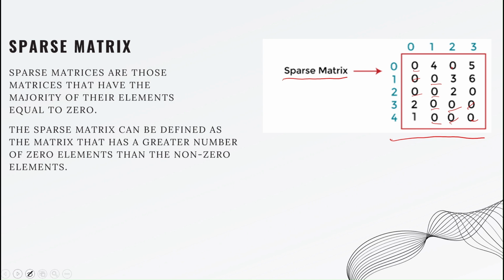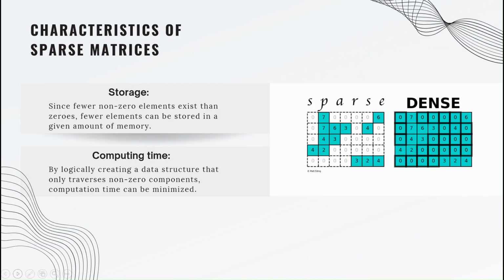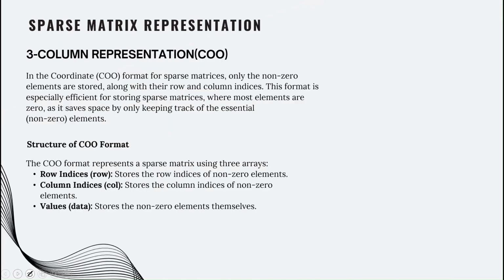Now let us get to know the characteristics of sparse matrices. Storage. Since there are few number of elements in sparse matrices, fewer elements can be stored in a given amount of memory. Computing time. We can traverse and search through the sparse matrices without having to spend more computing time. This makes the sparse matrices an efficient way or representation of a matrix.